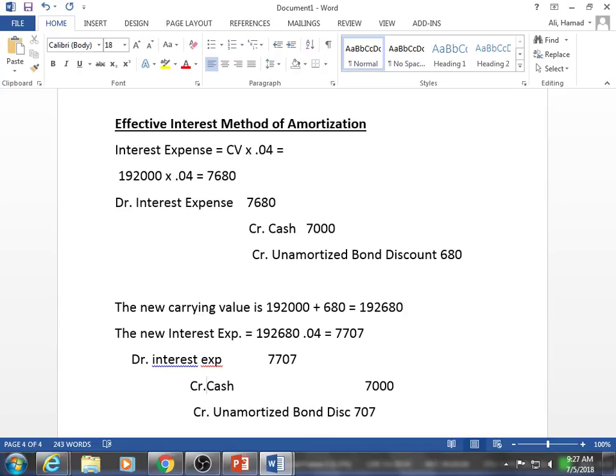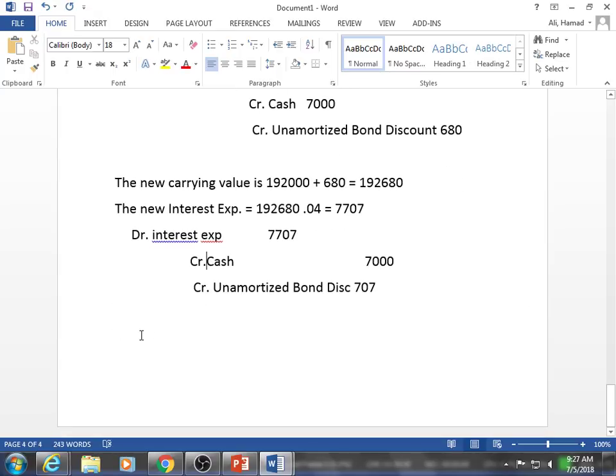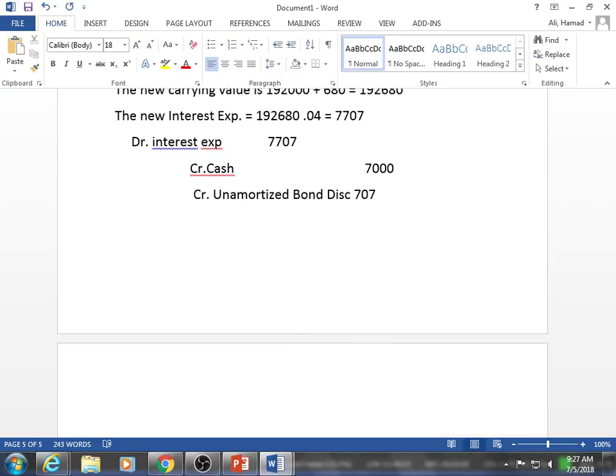How do we amortize the premium? It's going to go down. Amortizing the premium under the effective method.